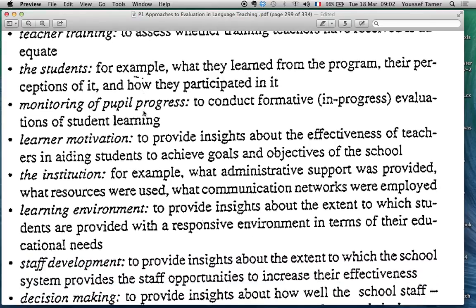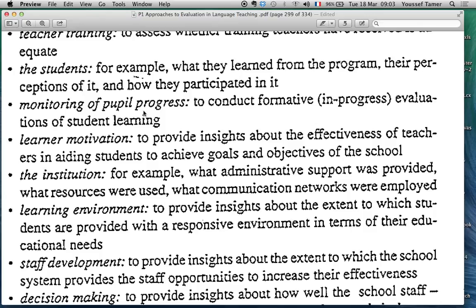The students, for example, what they learned from the program, their perceptions of it, and how they participated in it. So, did they learn something from the program? Something that you have to investigate in this regard, to evaluate. Or they learn nothing, or a little bit. If they learn little, something is wrong in there. If they learn much, something is good in there to be exploited further. And then their perceptions of it, the students' perceptions and attitudes about the program, okay? And finally, how they participated in it.